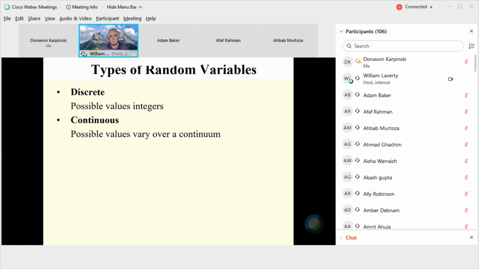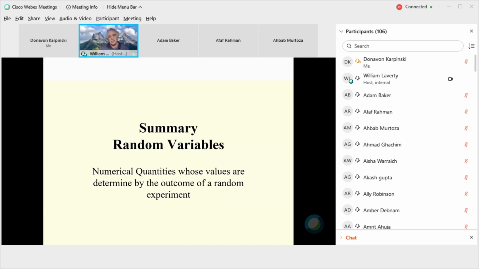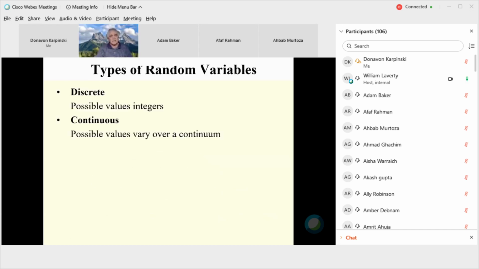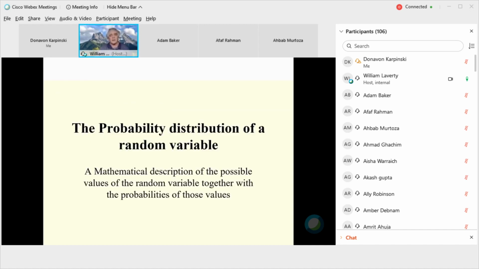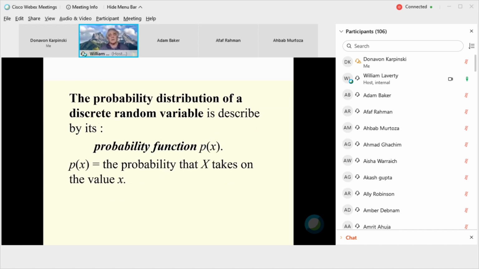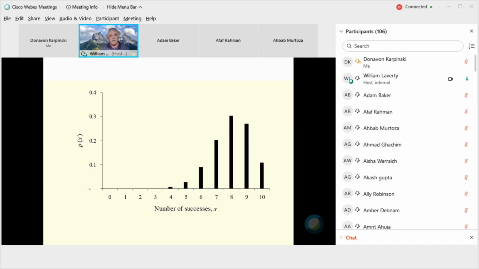Summary. For random variables, there's two types: discrete and continuous. Usually if the random variable has integer values, it's a discrete one. If it varies over a continuum, it's a continuous random variable. The probability distribution for a discrete random variable is described by the probability function. For a continuous one, it's described by a probability density function.